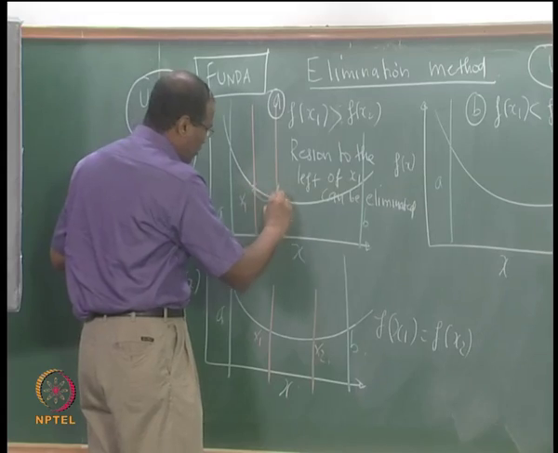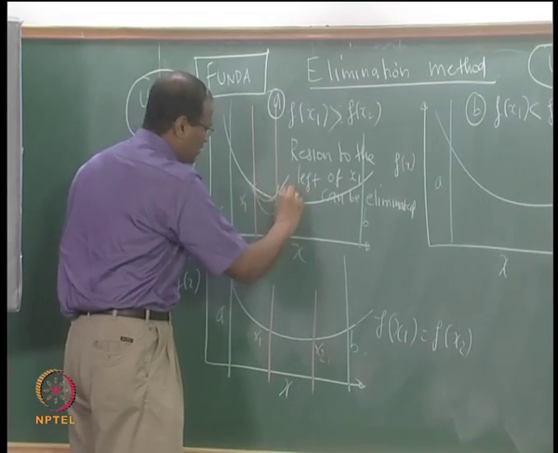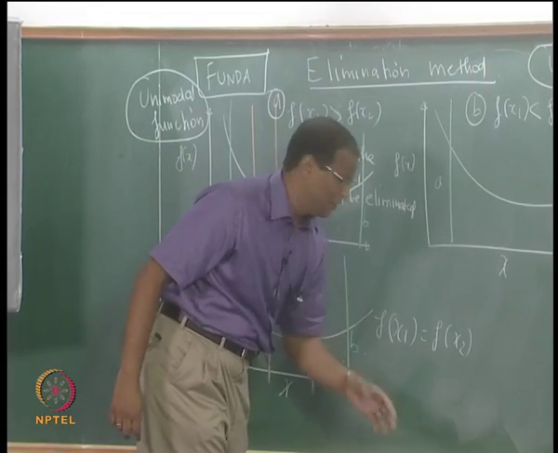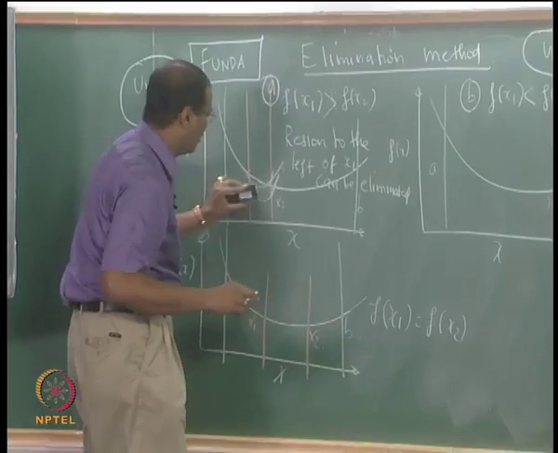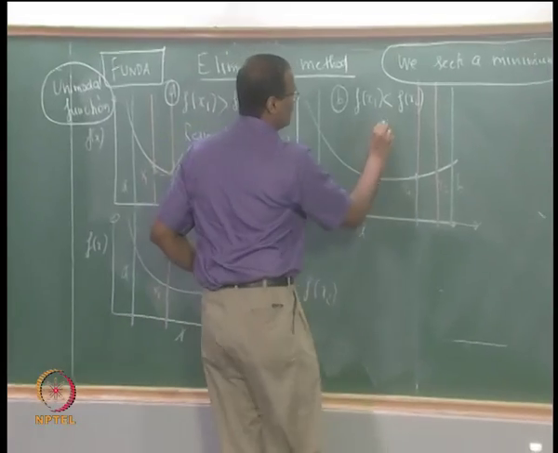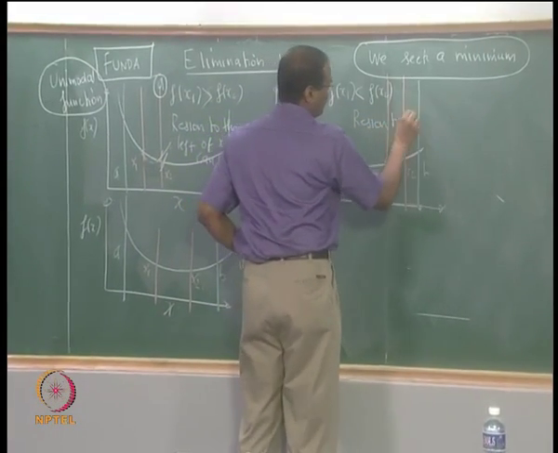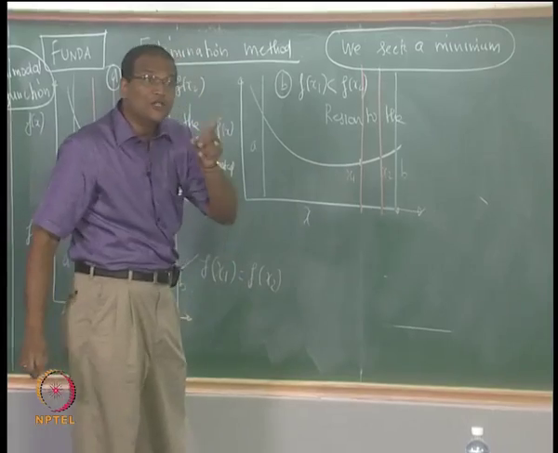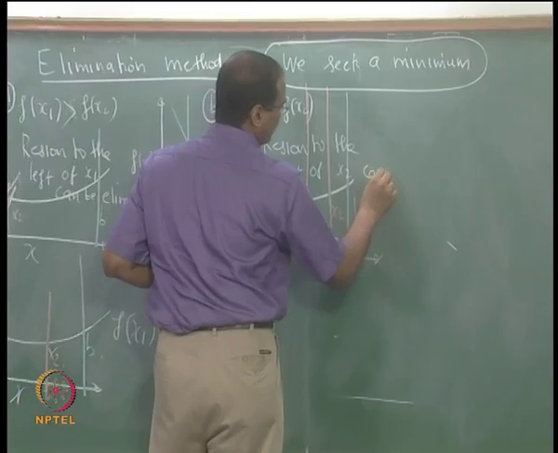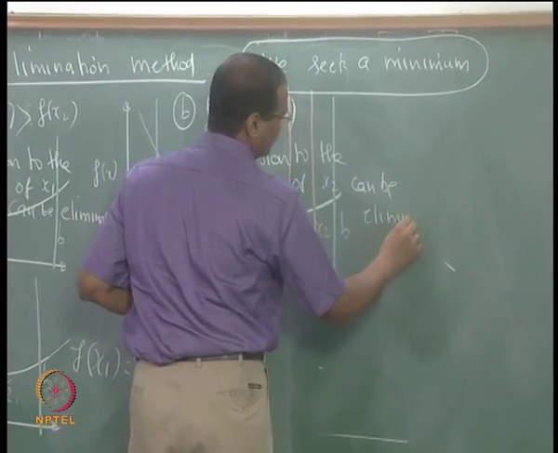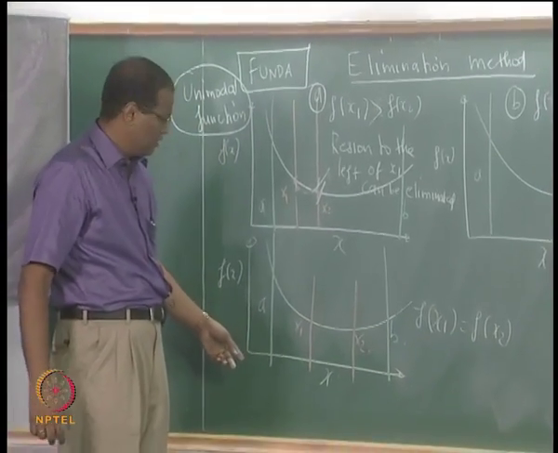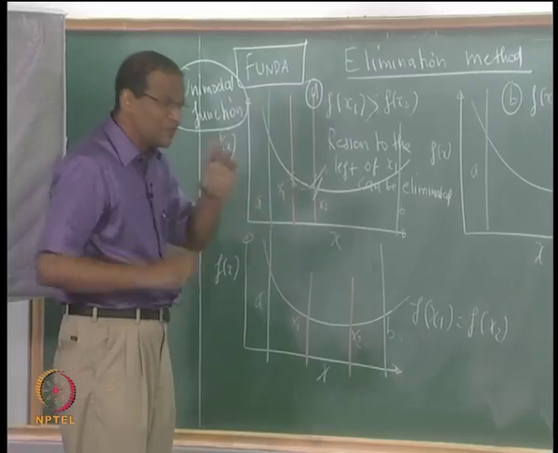So it could have been like this also, right? It could have been like this. You still don't know. You don't have the luxury of evaluating the function at every point. You now have only x1 and x2. So the region to the left of x1 can be eliminated. Here, the region to the right of x2 can be eliminated. Here, left of x1 and right of x2 can both be eliminated.